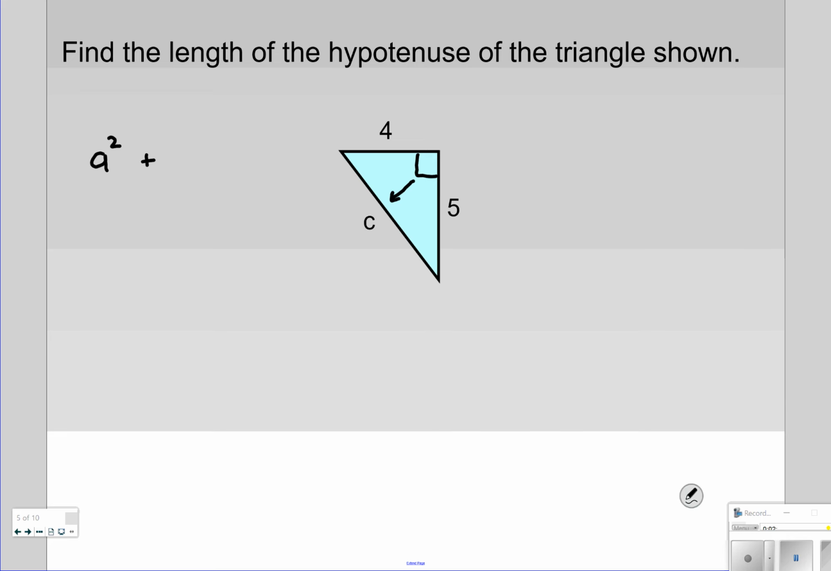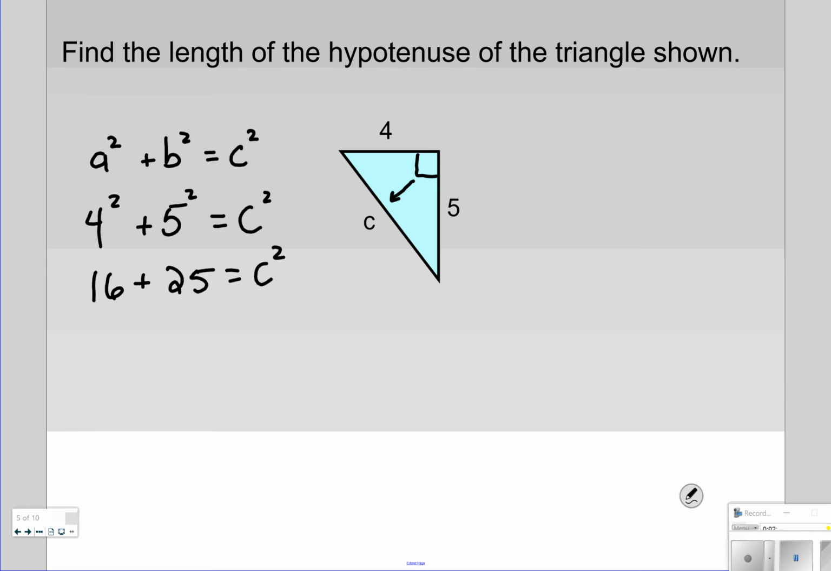A squared plus B squared equals C squared. And A and B are our two legs. So it doesn't matter which leg you put in for A or B, but I know that 4 can go in for A, so 4 squared, and 5 will go in for B, so that's 5 squared, and C is my hypotenuse, so I'll just leave C there. Now we can solve this problem. 4 squared is 16, 5 squared is 25, and C squared remains as C squared. Now we get 16 plus 25 is 41 equals C squared.